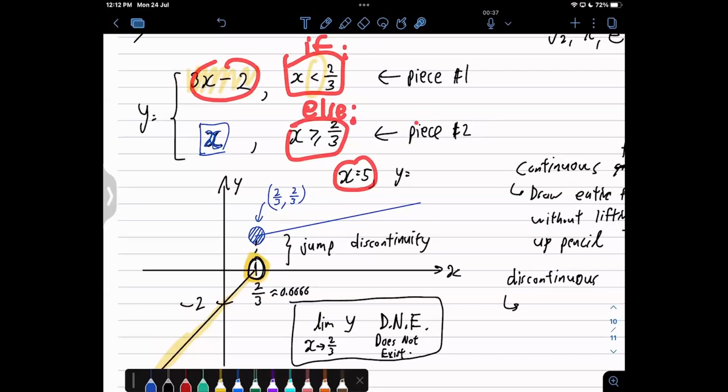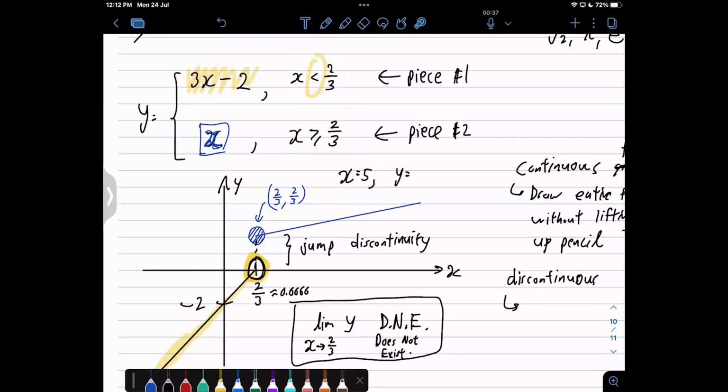Have you done programming already? A bit of coding. So you must know how to type if else condition already. This is if x less than 2 over 3, and this is else x is more than equal to 2 over 3. So 5 satisfies the second condition, so you end up with an x value. Okay, so y equal to 5.